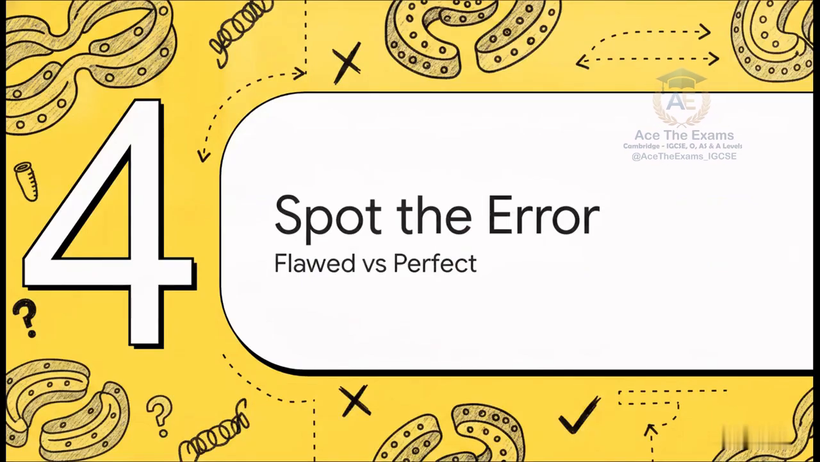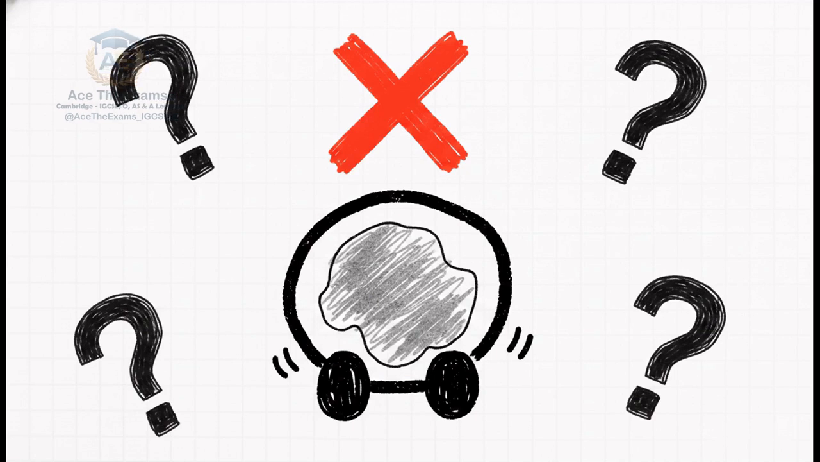Let's try a quick interactive challenge. Spot the error, flawed versus perfect answers. I'm going to show you a very common student answer, and I want you to spot the exact error using the framework we just covered. Here is the flawed answer. The ER makes things for the cell and moves them around. Take a second and think about it. Based on everything we just discussed about definitions, context, and examiner warnings, why would this score an absolute 0?